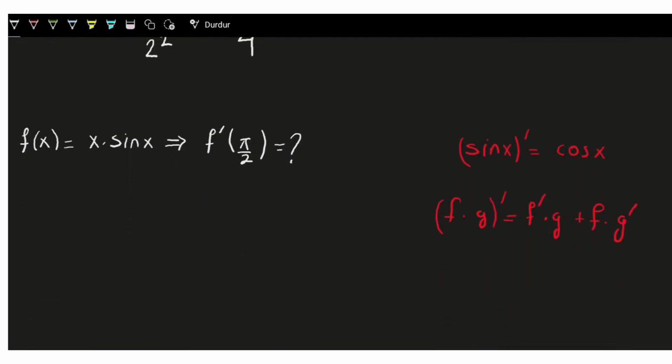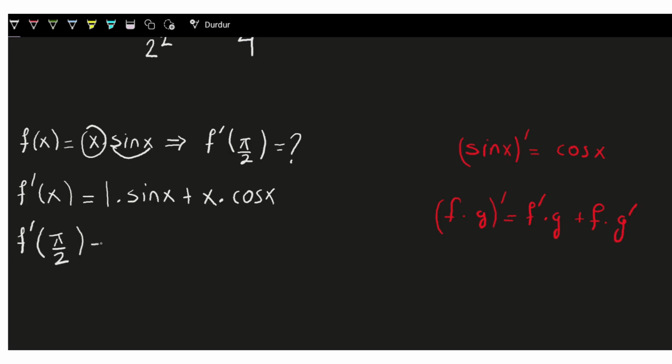Let's see next example. So again, we use product rule for derivation. F prime of x is equal to derivation of x, 1, times sine x plus x times derivation of sine x, cosine x. When we substitute x is equal to pi over 2, we have sine pi over 2 plus pi over 2 times cosine pi over 2. Sine pi over 2 is 1 and cosine pi over 2, cosine 90 degrees, 0. And we have derivation value 1.